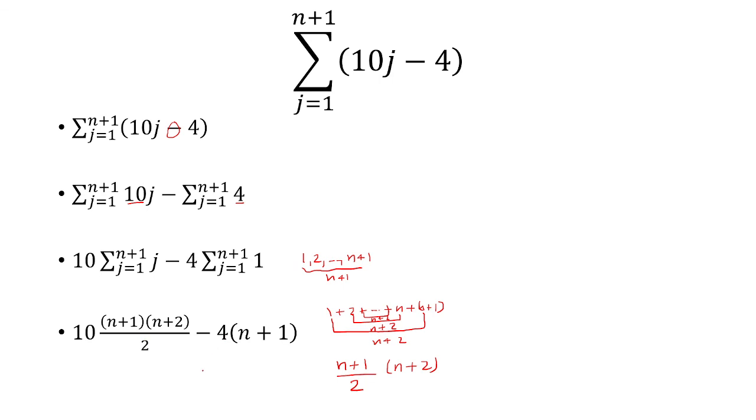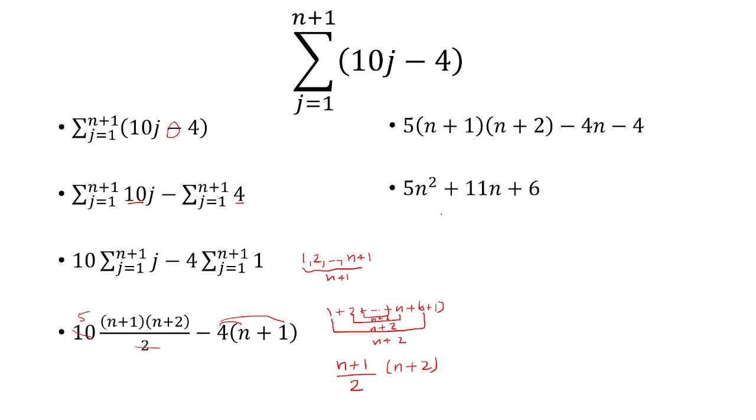And at this point, I can simplify. The 10 and the 2 is going to give me 5, and then the 4 is going to distribute. And finally, we can FOIL out the n+1 and n+2, multiply by 5, simplify, and get that our final answer is 5n squared plus 11n plus 6.